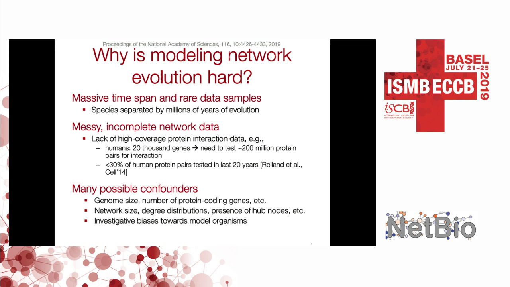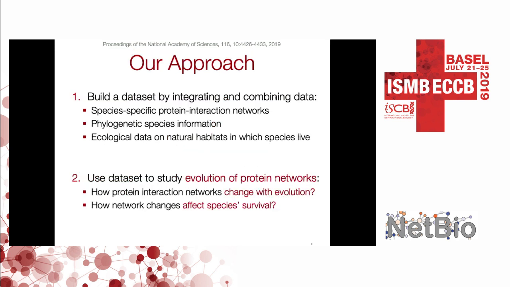And because of that, there are many possible confounders that one would need to take into account when trying to approach the problem of understanding the evolution of networks from the computational point of view. There are confounders that arise from biological factors, such as the kind of platform or assay that was used to generate the data, as well as biases that arise from non-biological factors, such as investigative biases that we see in the data. So our approach to tackling this challenging question consists of two main steps.